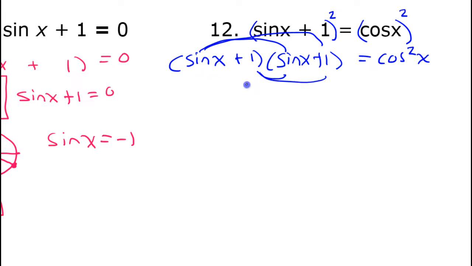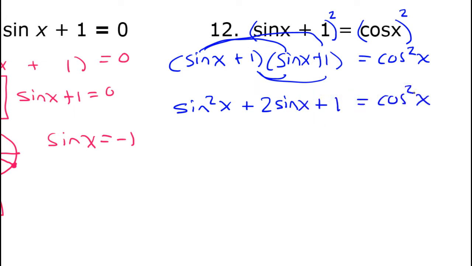If I do this, I'm going to end up with sine squared x. You know how I always say inner plus outer equals middle? I can use that right now as well. Inner, I have 1 sine x. Outer, I have 1 sine x. So together, that's 2 sine x. And then the last, if I multiply those, it's going to be 1. And this is equal to cosine squared x.